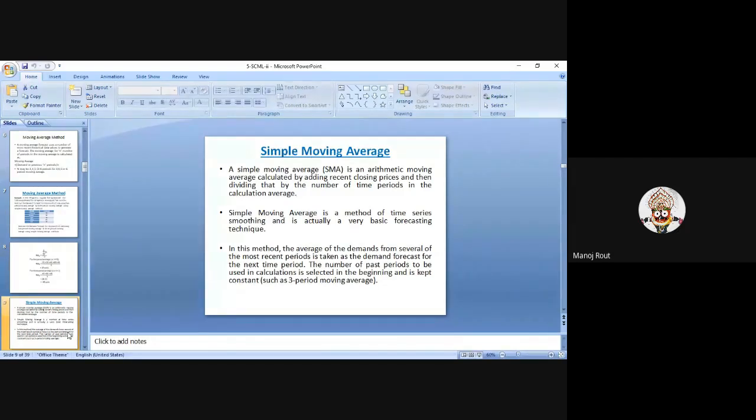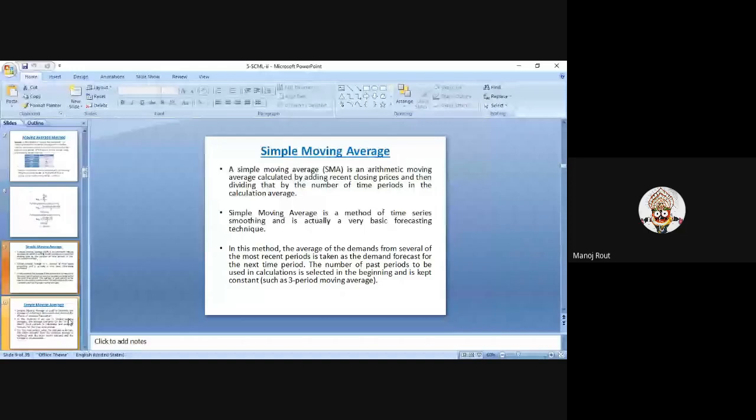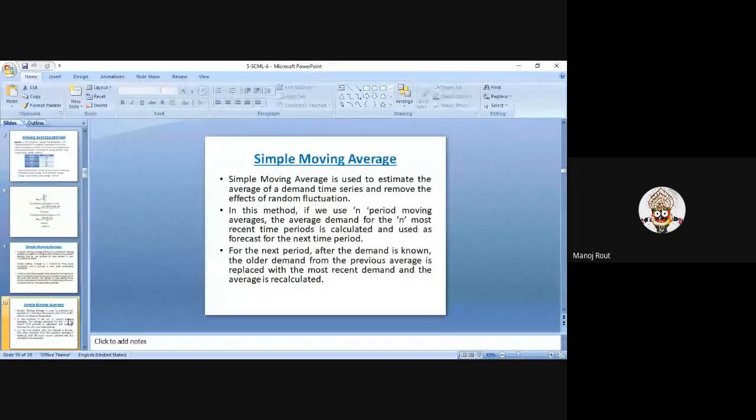Such as 3 period moving average. In that case, you have to choose the previous 3 months and the rest remain constant. That is the concept behind simple moving average. So going to the next slide. In case of simple moving average, it is used to estimate the average of a demand time series and remove the effect of random fluctuations.